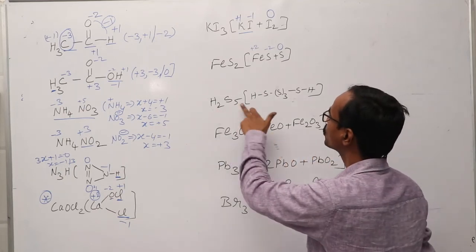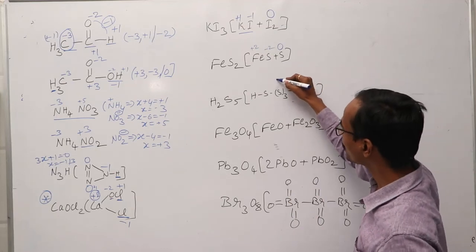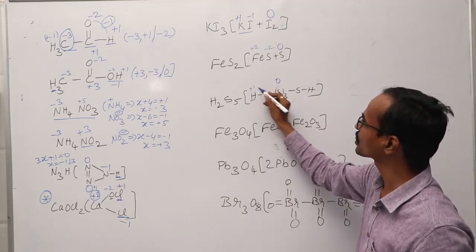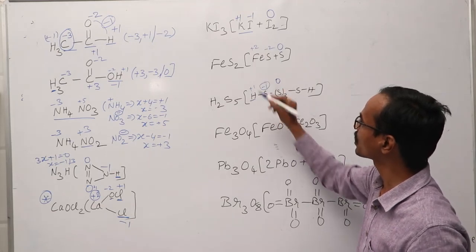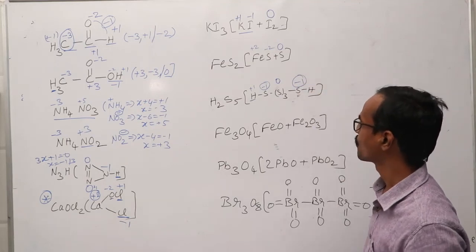Next, H2S5, this is the structure of H2S5. So these middle 3 sulfurs are having 0. This hydrogen is having +1. So this terminal sulfur is having -1 and this terminal sulfur is also having -1.